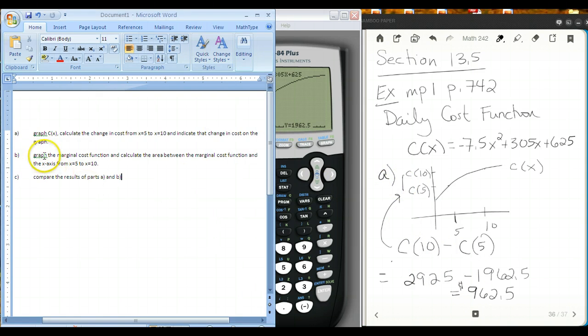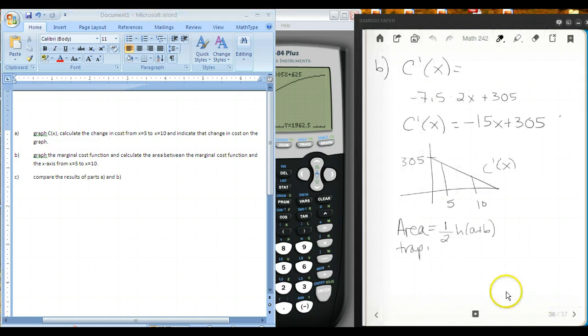For part B, we're asked to think about a new function. They ask us to graph the marginal cost function. Remember that word marginal means derivative. So if we want the derivative of the cost function, that's the marginal cost. Let's turn our page here. For part B, I need to find C prime of x. That's the marginal cost function. And because C of x is just a polynomial, we can make use of all of our rules for the derivative.